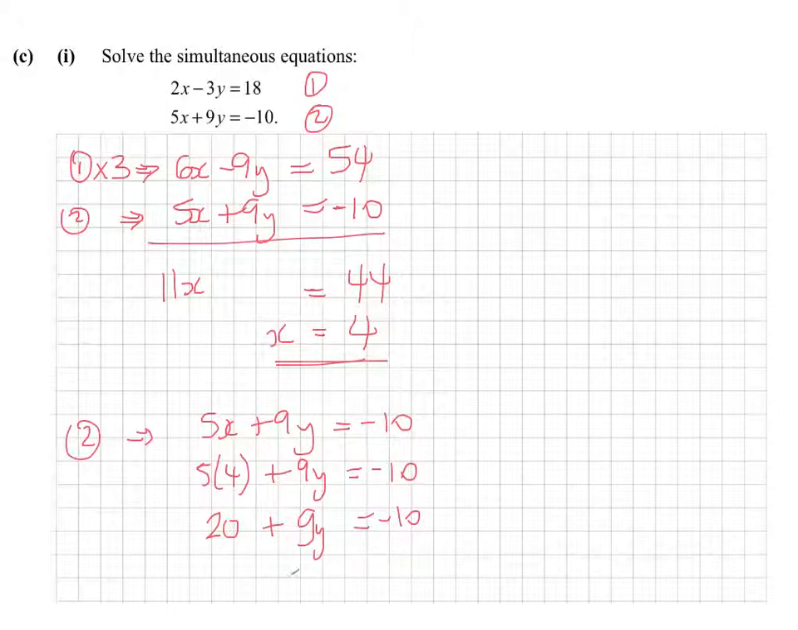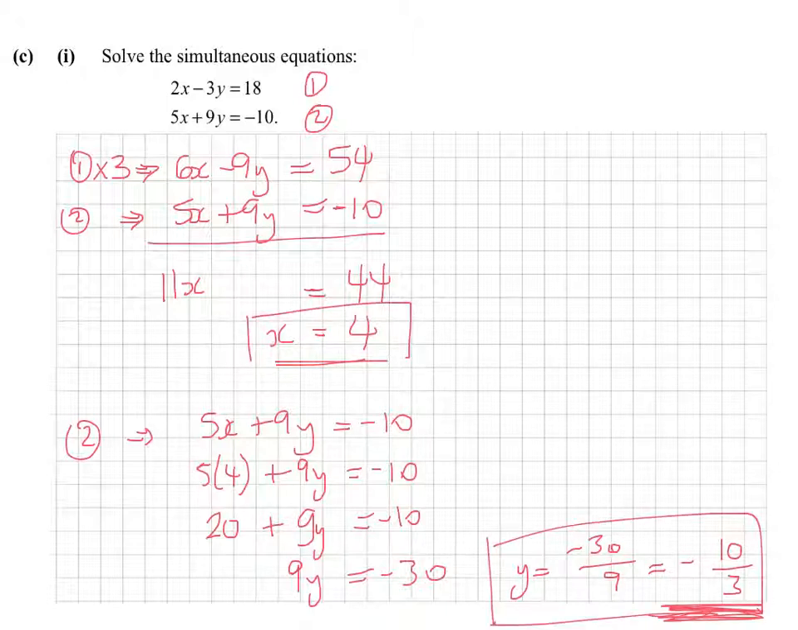So take away 20 from both sides. I get 9y equals minus 30. To find out what y is, I simply take minus 30 and divide it by 9. That reduces down to minus 10 over 3, so that's minus 3 and 1/3. And that's our final solution: x equals 4, y equals minus 10/3. You might also want to write it as a set of coordinates for a point.